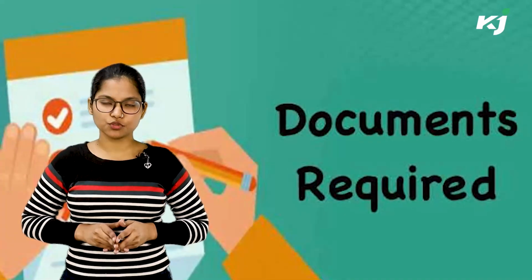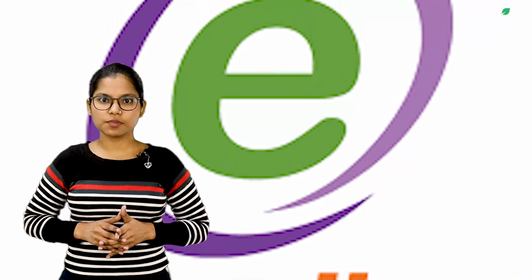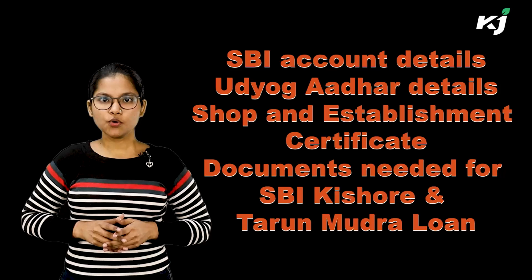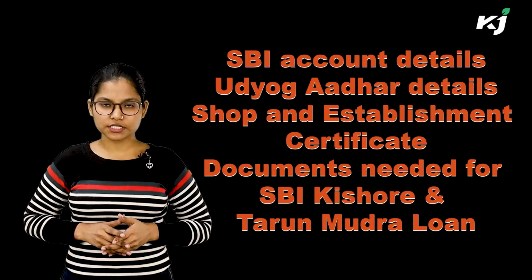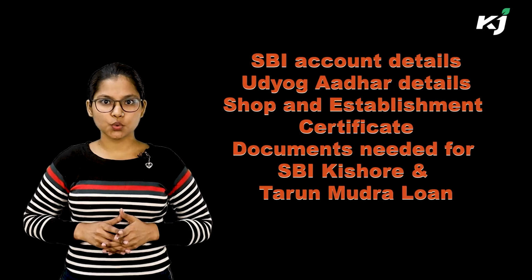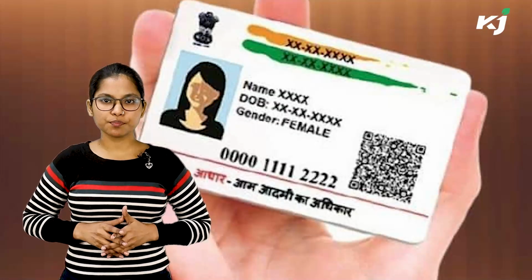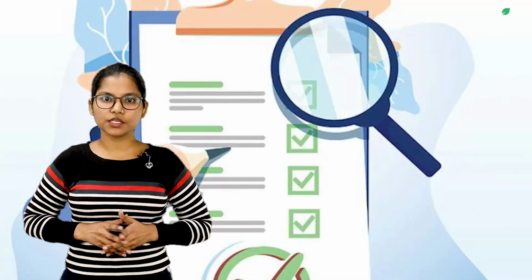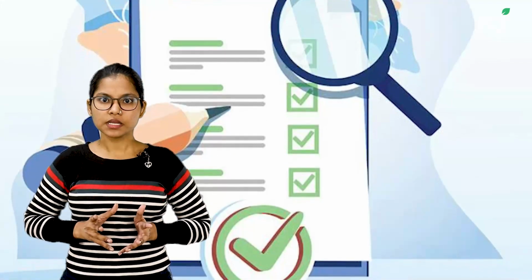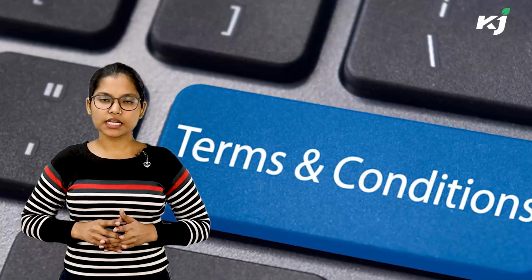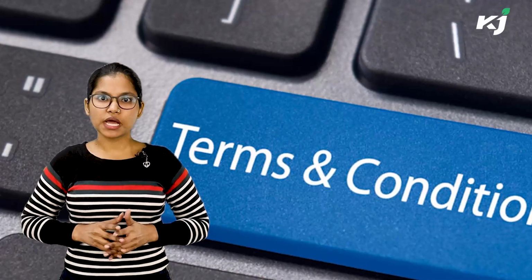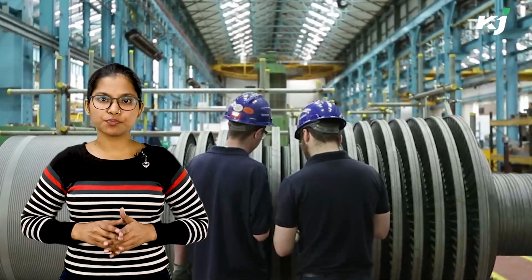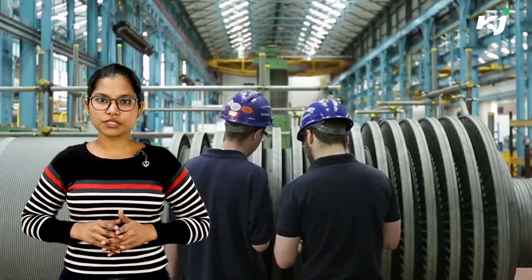Documents needed for SBI e-Mudra. Documents that you will require for SBI Shishu Mudra loan are GST registration certificate, SBI account details, Udyog Aadhaar details, shop and establishment certificate. Documents needed for SBI Kishore and Tarun Mudra loan. Identity proof like PAN, voter ID, Aadhaar card, passport, etc. Residence proof like utility bills, passport, etc. Bank statements for last 6 months, Aadhaar and proof of establishment for business ID, price quotations for purchasing equipment, machinery, balance sheet statement of last 2 years, profit and loss statement of last 2 years. Passport size photo of applicant.